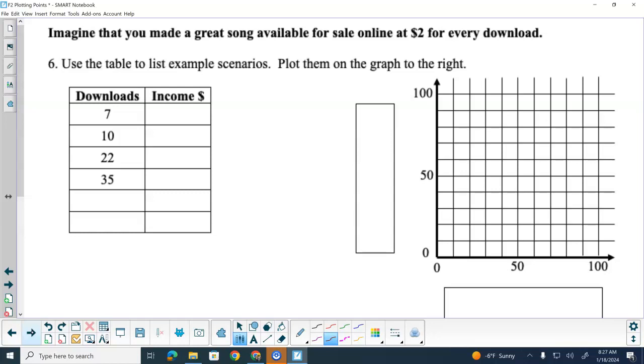So do we want downloads on the horizontal, or do we want money on the horizontal? Horizontal is horizontal. Vertical is up. And we want downloads on that one? Okay. So we're going to put downloads in this box, and then we're going to put income in that box. Gotta do that first before we do the problem. Gotta have our axes labeled.